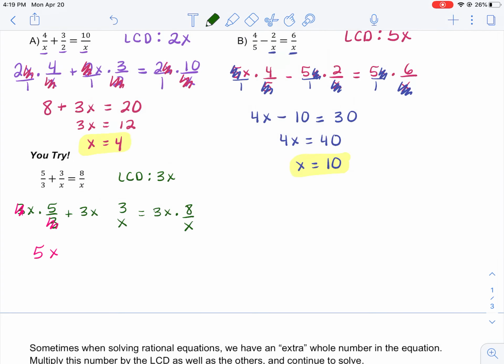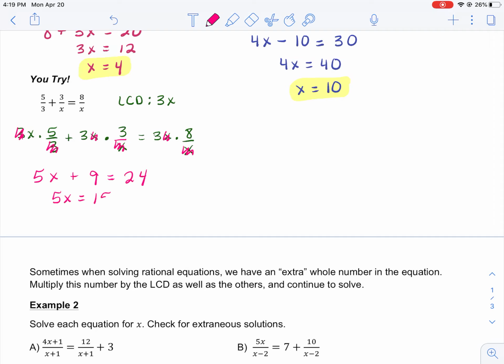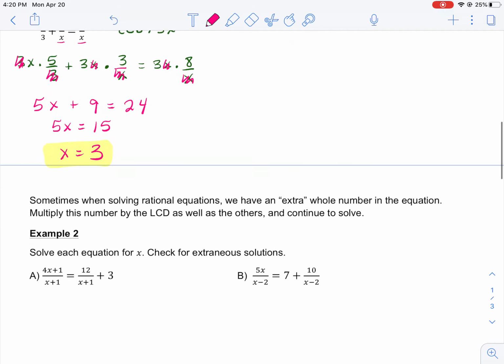I am sorry, I had a little typo there. That should be times. Okay, so for the second pair, the x's cancel out, and I get plus 9. And then for the third pair, the x's cancel out, and I get 24. All right, so now we subtract 9 from both sides. 5x equals 15. Divide by 5, and x equals 3. Okay, if I do a quick check, if x equals 3, I do not have 0 on the bottom.